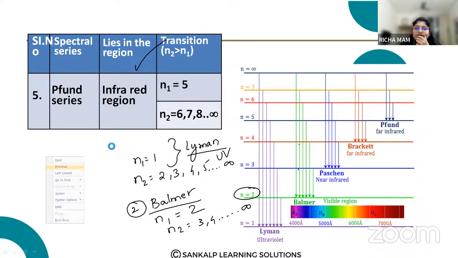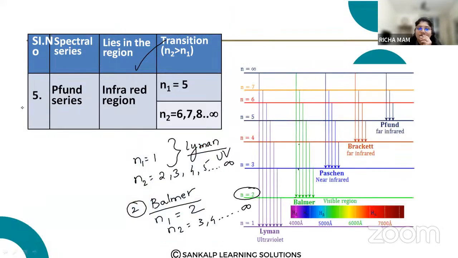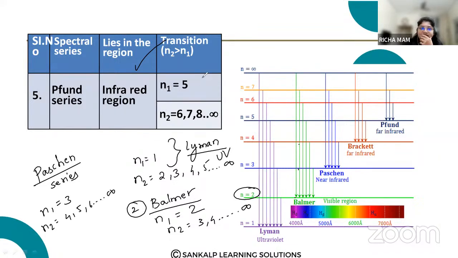Where does the Balmer series fall? The Balmer series falls in the visible region. Then the third series is the Paschen series, where n1 is equal to 3 and n2 is equal to 4, 5, 6 till infinity.